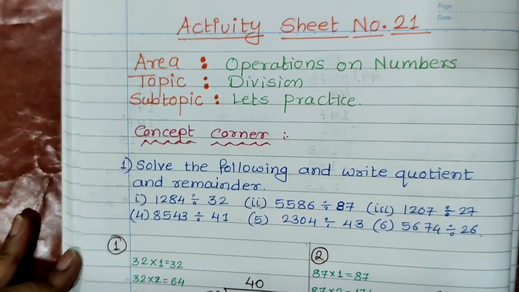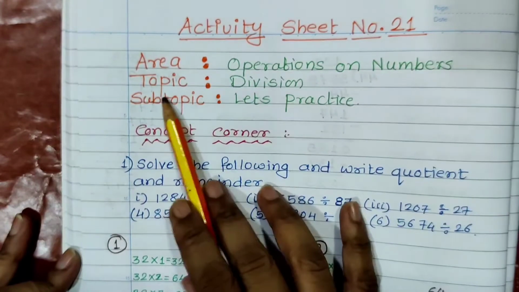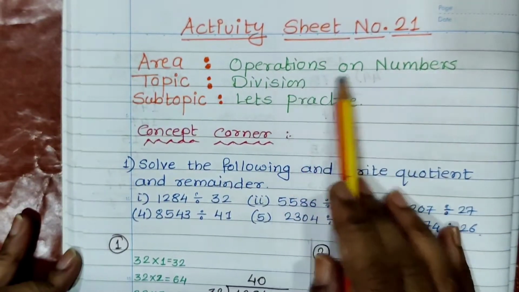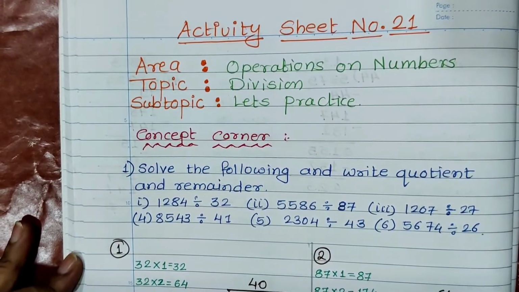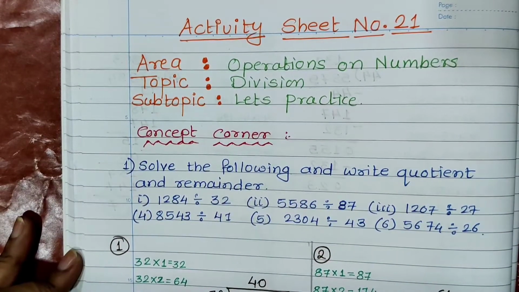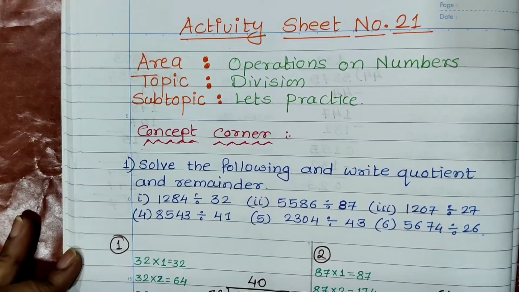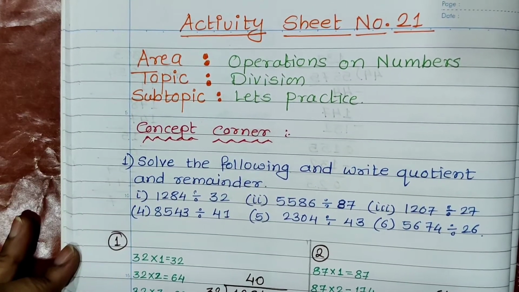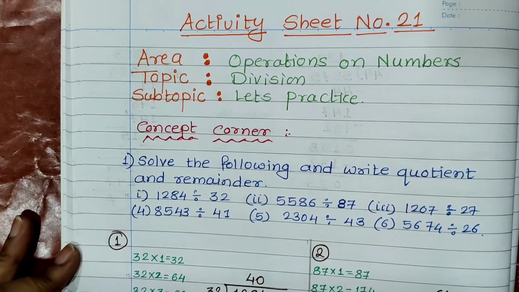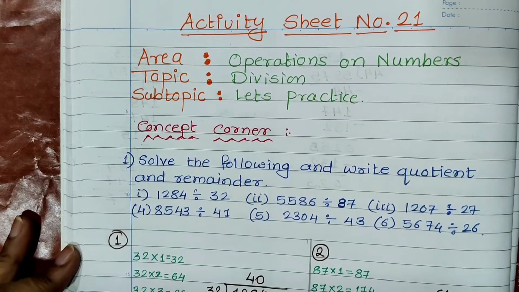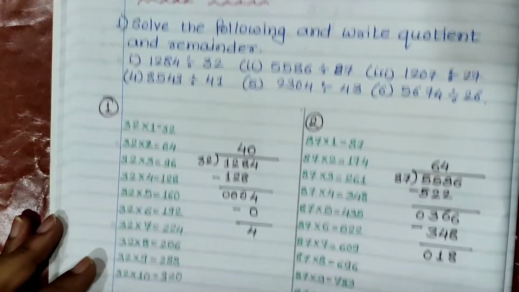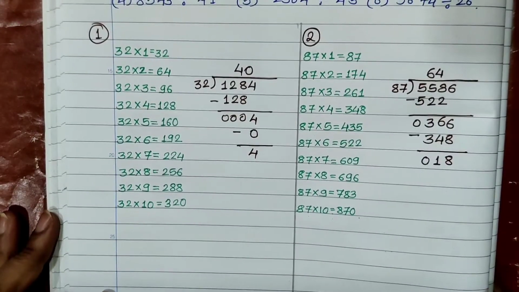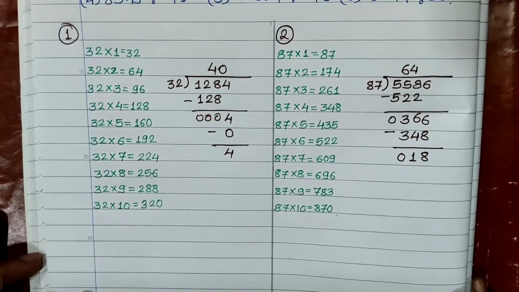So children, this is our activity sheet number 21. Area is operations on numbers, topic is division, subtopic is let's practice. We have given lots of sums for practice. So in concept corner we have to solve these questions. We will solve by a similar method as we did in our previous activity sheets on day 19 and day 20. We will first prepare the tables of the given numbers and then divide.